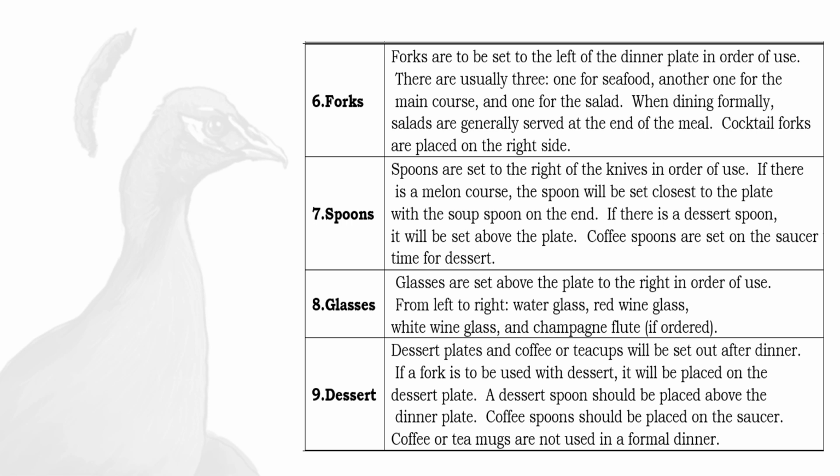Number 9, dessert. Dessert plates and coffee or teacups will be set out after dinner. If a fork is to be used with dessert, it will be placed on the dessert plate. A dessert spoon should be placed above the dinner plate. Coffee spoons should be placed on the saucer. Coffee or tea mugs are not used in a formal dinner.